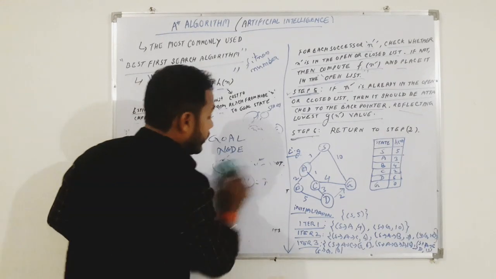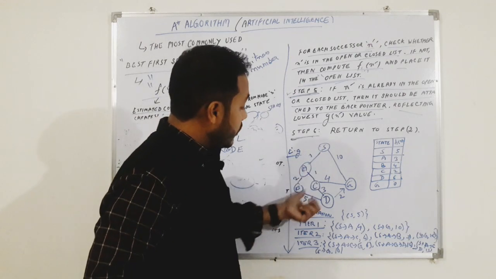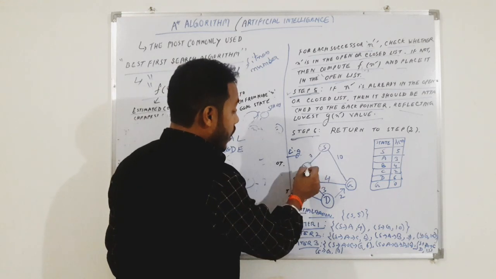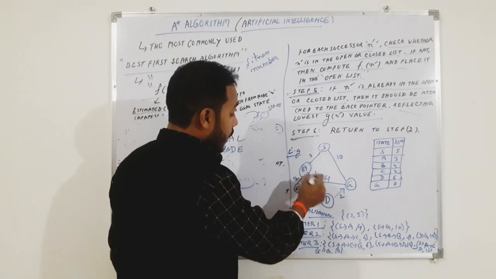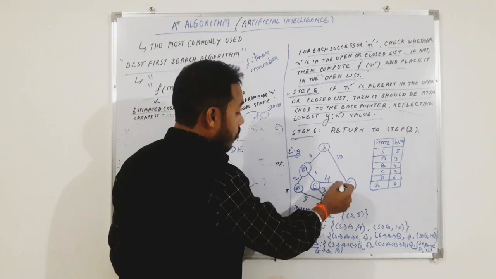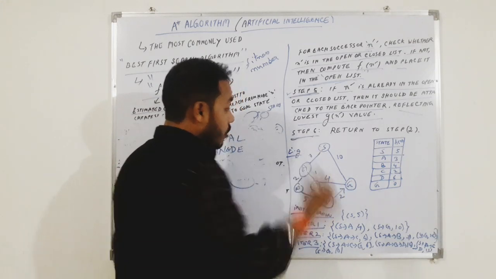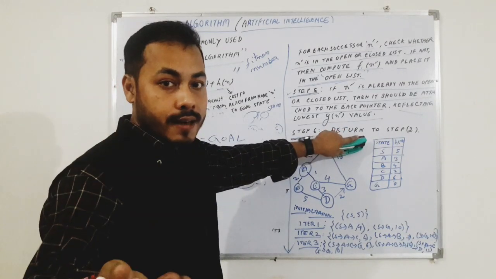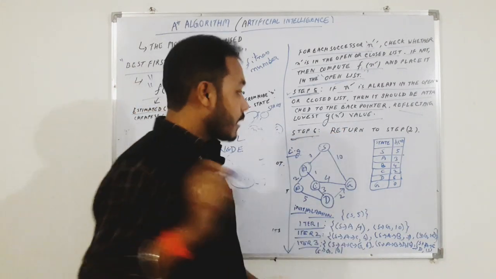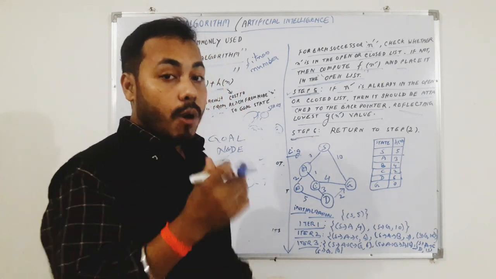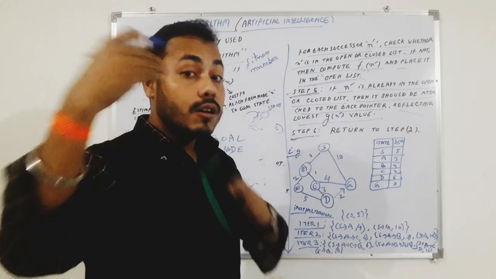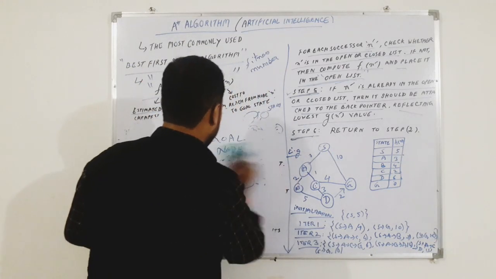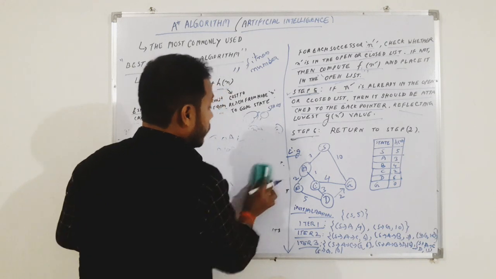So similarly, in this graph also, S, A, B, C, D, Z, we have some values involved: S to A 1, A to B 2, A to C 1, B to C 4, C to Z 4, like that. Then one table is given with the value Hn. What is Hn? Hn is the cost involved from the current state to reach the goal state. Now, how do we find the goal node?